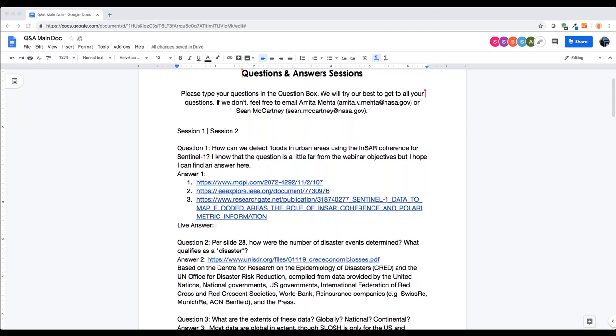In addition, we will use some of the data sets that Susanna introduced today and see how these data sets can aid in disaster risk assessment. So we will look at specific case studies next session, which is on Thursday at the same time.